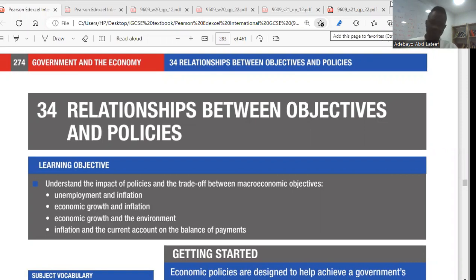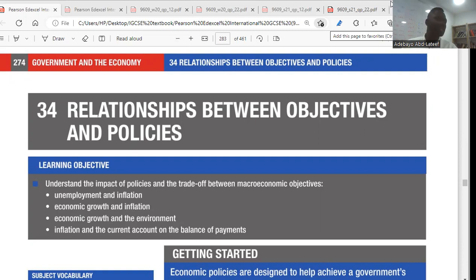The relationship is this. Governments have aims. Government wants to achieve certain aims, right? Government wants to have targets. Government has targets they want to achieve. So these targets need policies. Policies are the instruments used by government to achieve their targets. Do you get the point here?